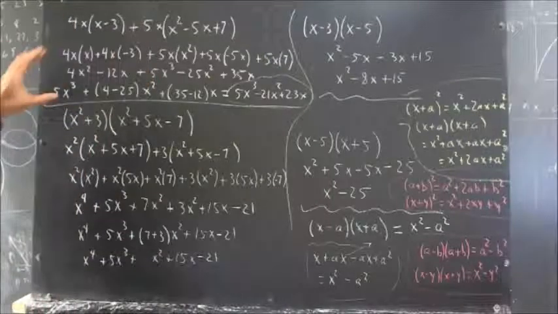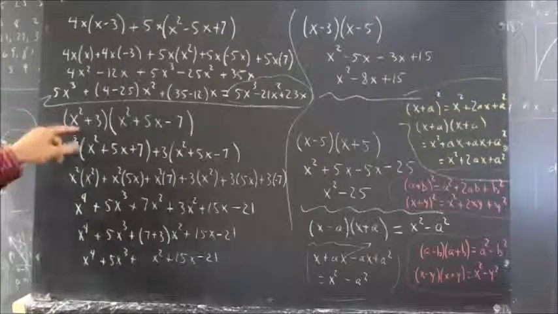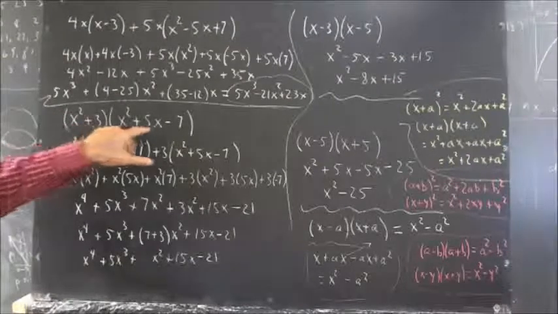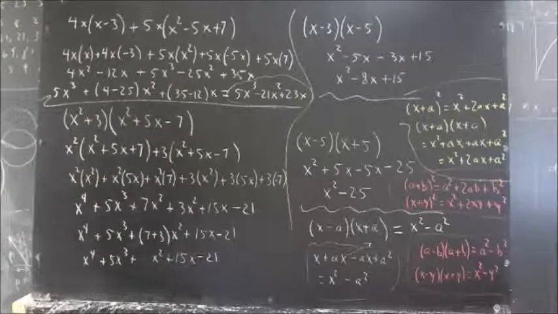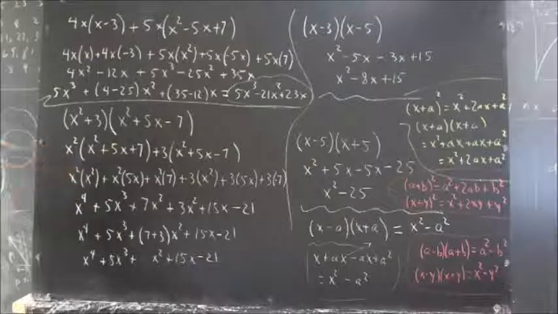Now, I've gone into more detail than absolutely necessary, but you should understand all those details. I'm doing the same thing now with x squared plus 3 times x squared plus 5x minus 7. I have x squared times x squared.